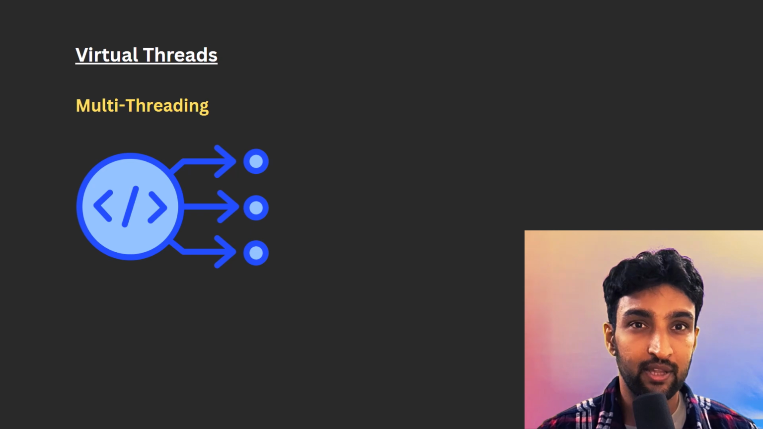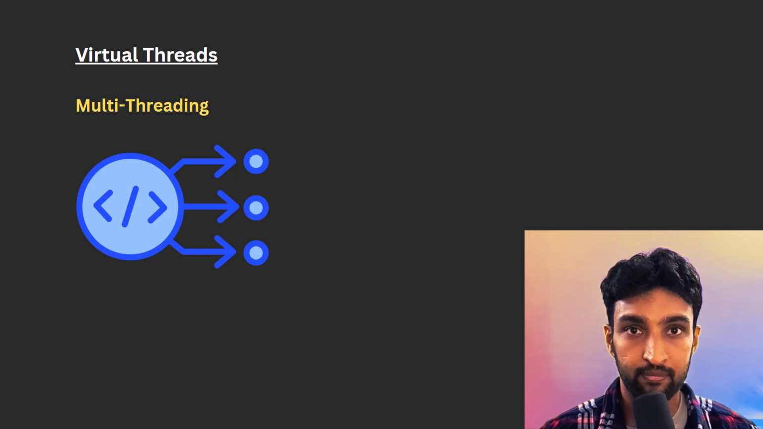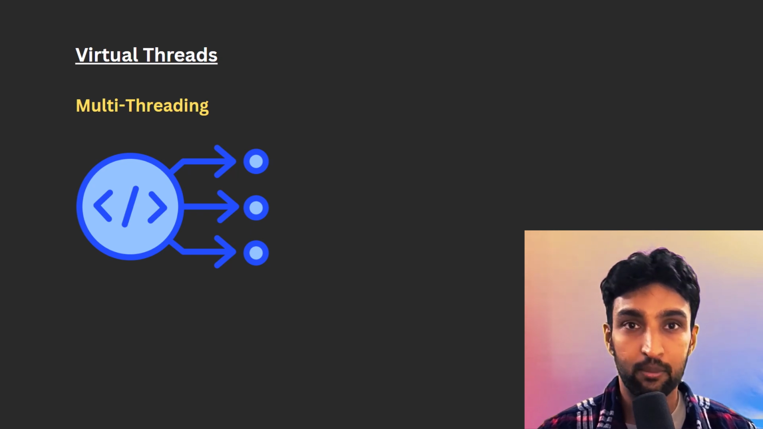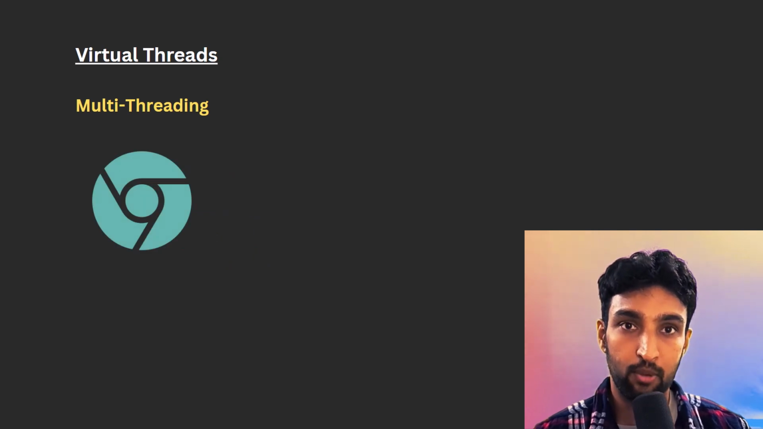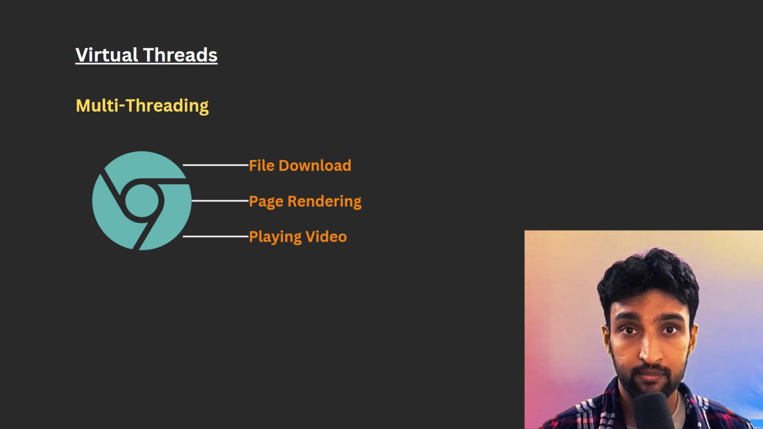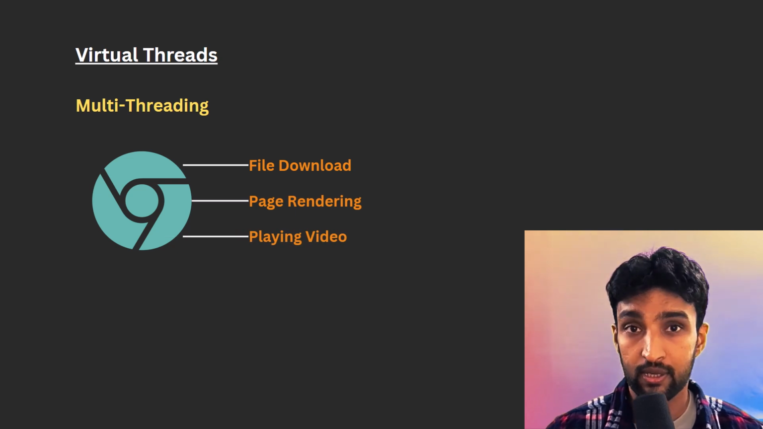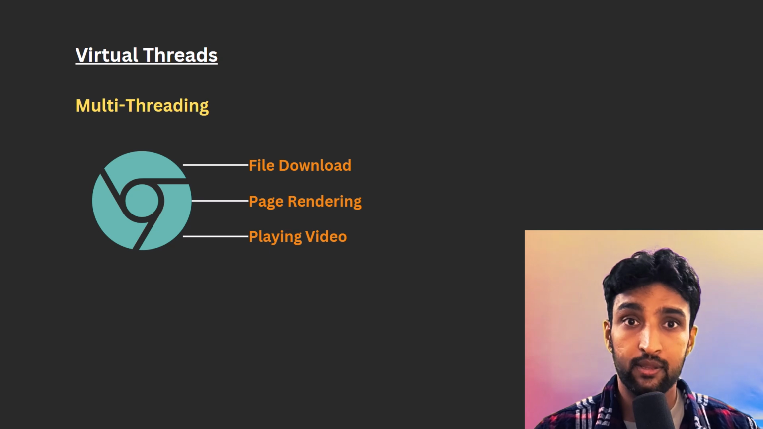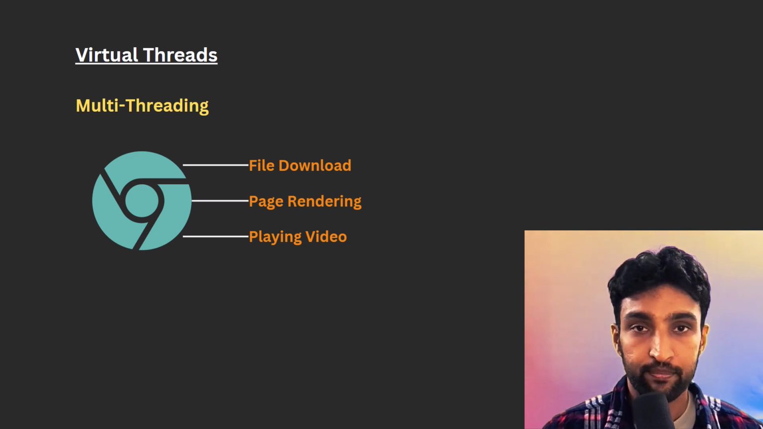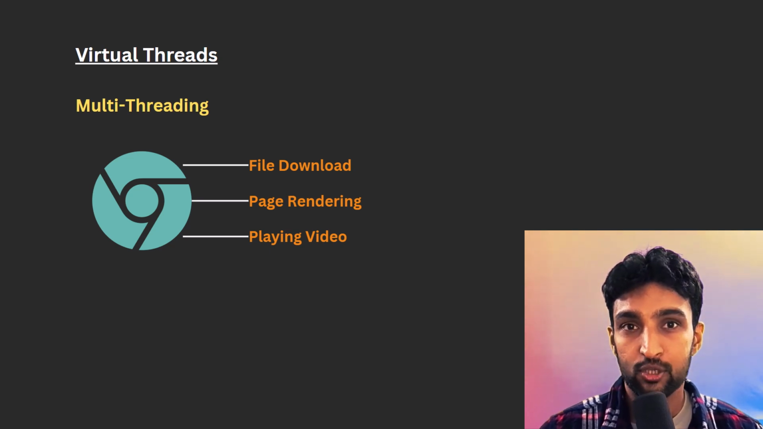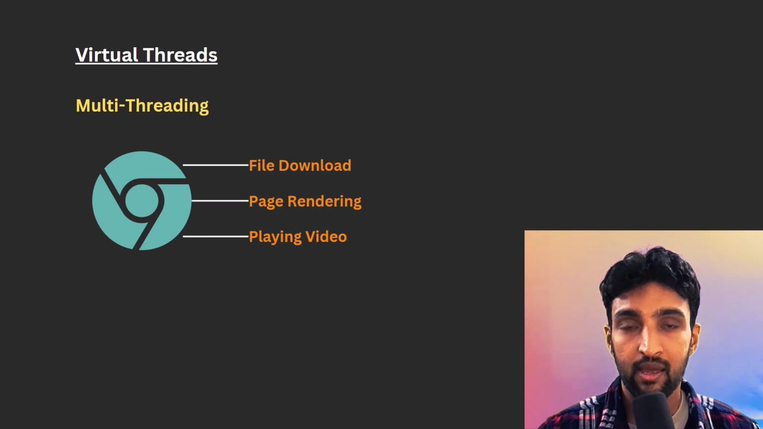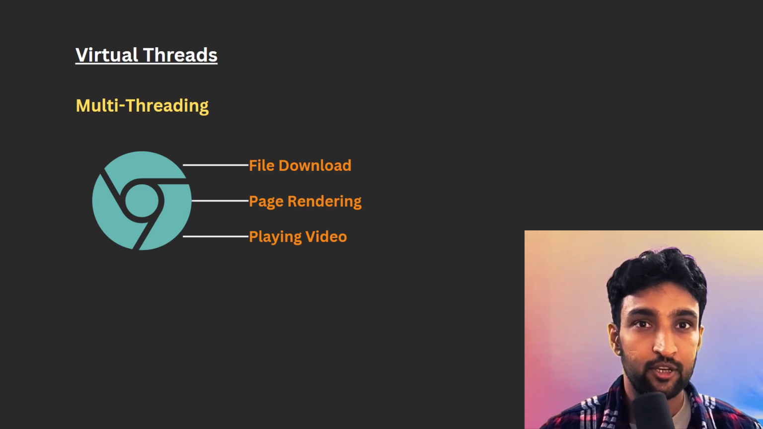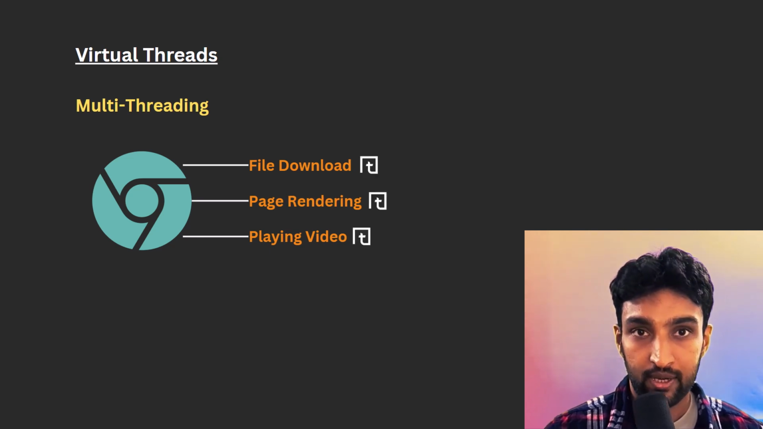Before that, let's take a real-life example. Imagine you're using a browser like Chrome. At one moment, one part of the browser is downloading a file. Another part is rendering a web page. And another part is playing a YouTube video. All these are happening together. That's the power of breaking tasks into smaller parts that can run independently. Each of these independent tasks inside your program is handled by a thread.